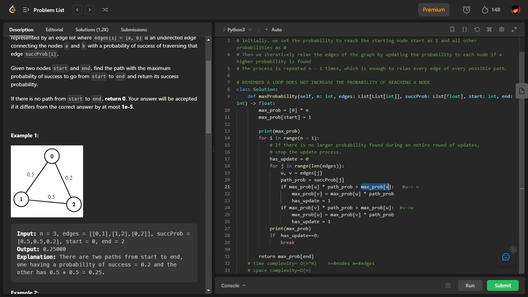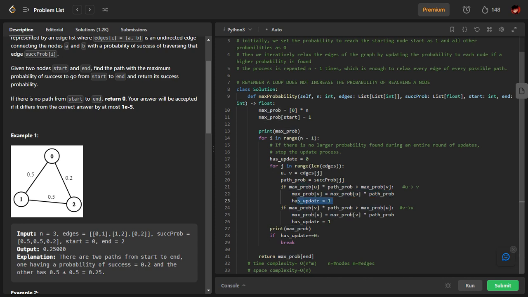If it is greater than or equal, this part of the code will be executed. Basically, this value will now be updated to this value. So the max path probability of v will now be changed to this value, and then has update equals 1.